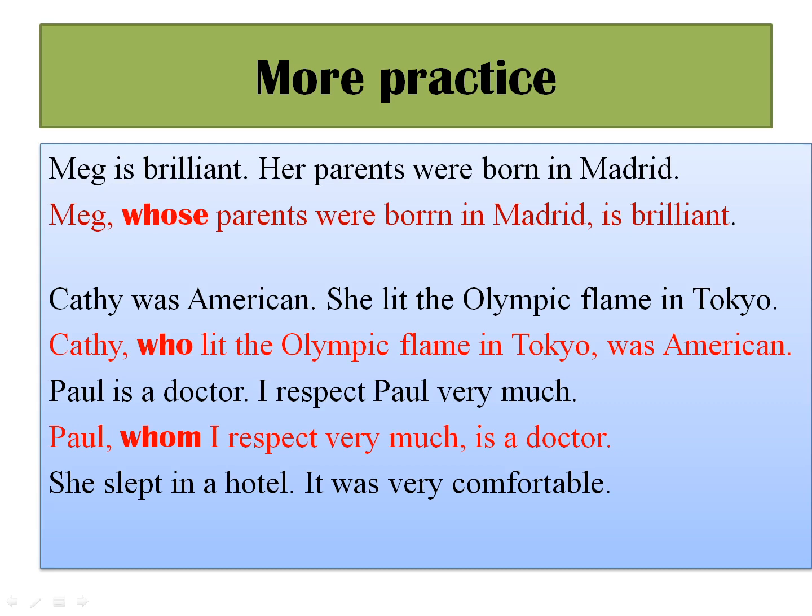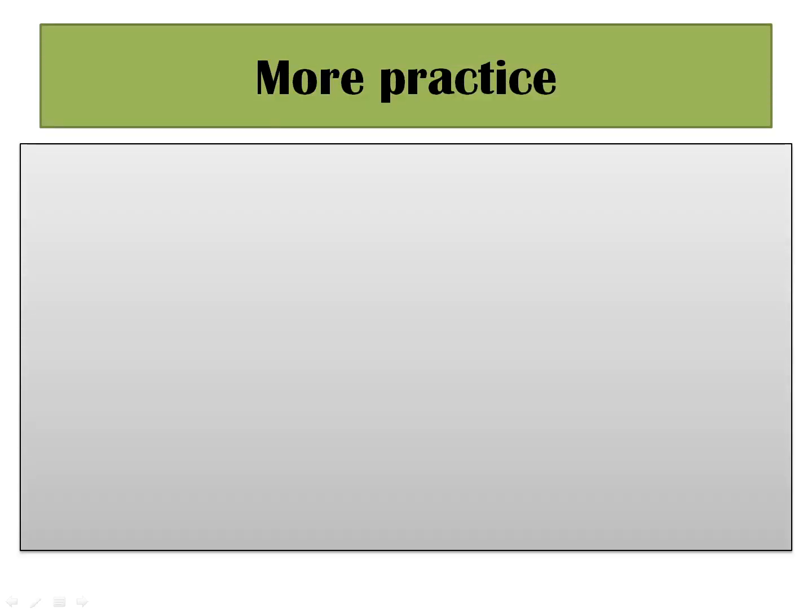Great. Let's move on. She slept in a hotel. It was very comfortable. Great. So here we have the repetition of hotel and it. So here hotel is the subject in the second one, whereas it is an object in the first sentence. So I need to use here which. The sentence is going to be like this. She slept in a hotel which was comfortable. Great. Let's move on to more practice.